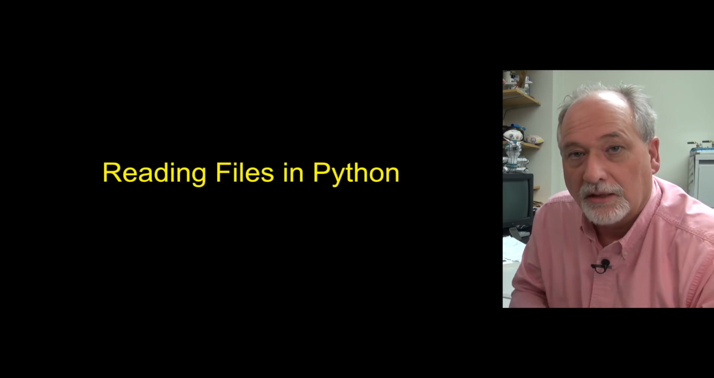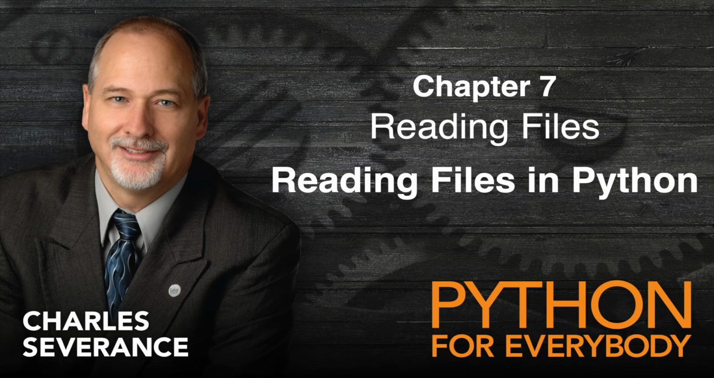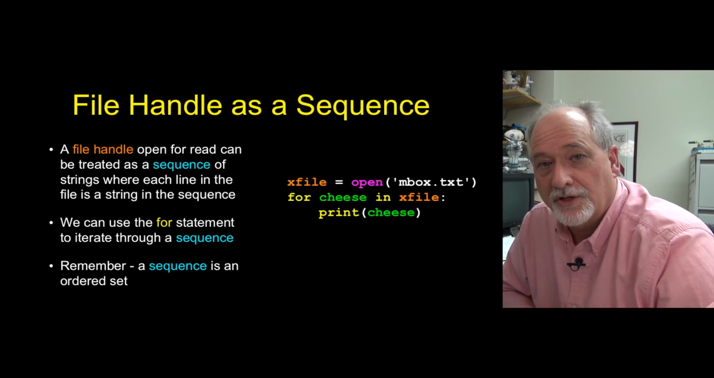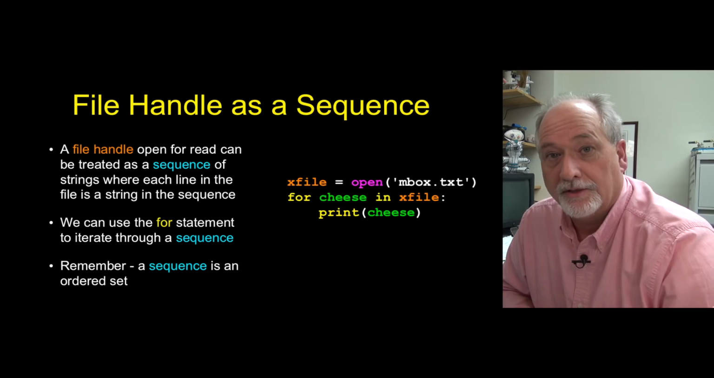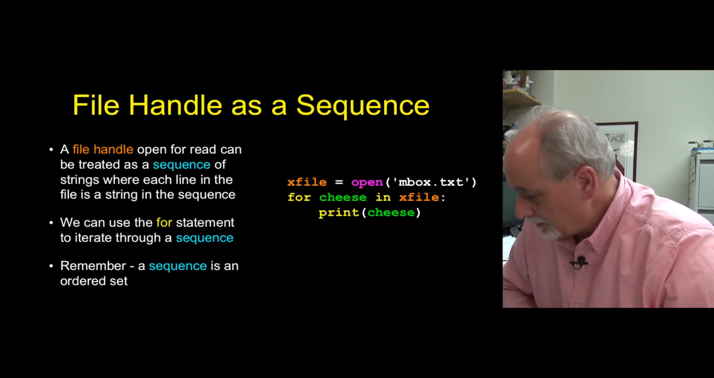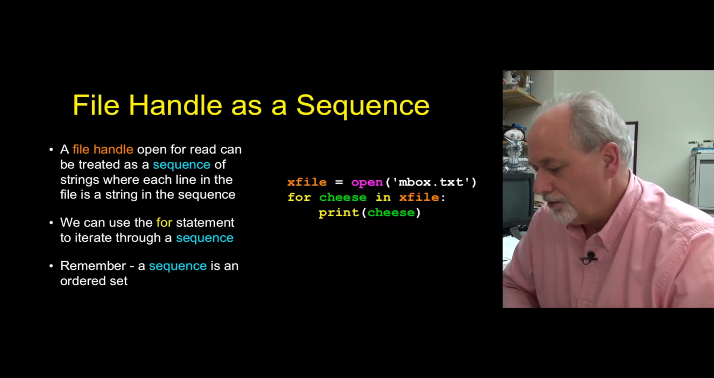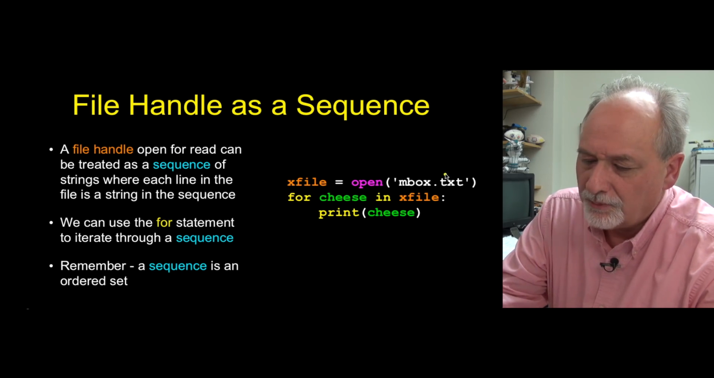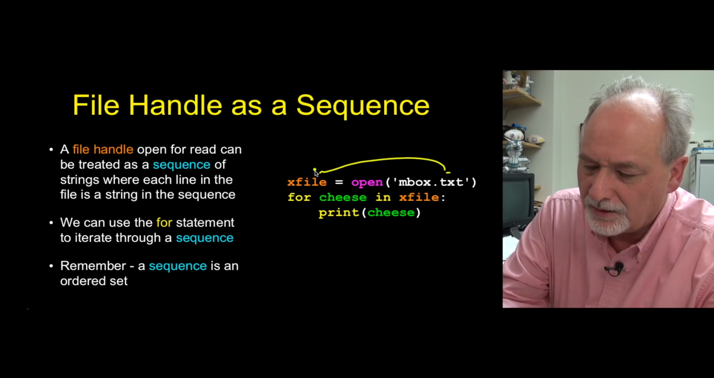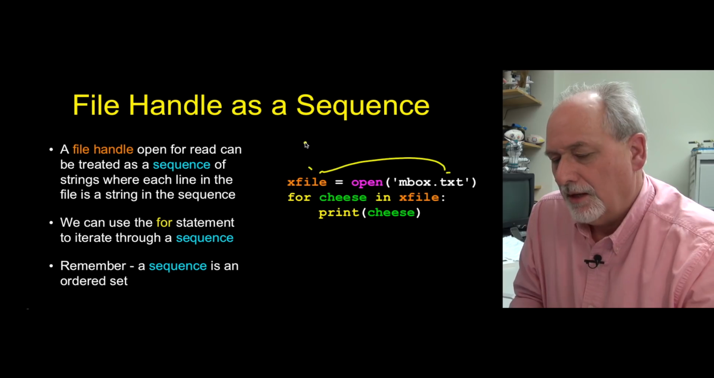So up next, I'm going to talk a little bit about how to read files in Python. We're going to find that there's a number of different ways that we can read through the file, but the most common way is to treat it as a sequence of lines, and we're going to use the definite loop, the for loop, to do this. What happens here is we get back this handle that opens the file. That handle, xfile, is the variable I just named xfile.